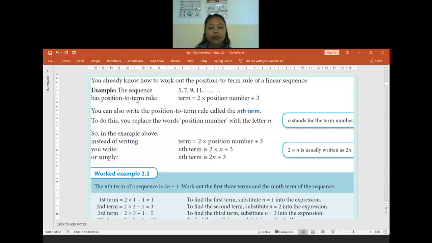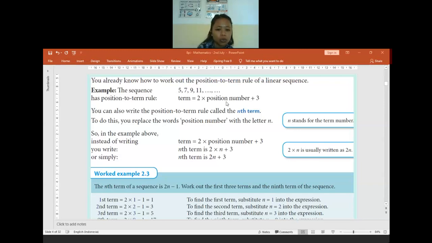After you find the term to term rule, you will need to find the multiples of whatever term to term rule that you have. After that, you need to find the difference between the term and the multiple of the term to term rule. So for the position to term rule, it will be the number from the term to term rule, you multiply it with the position number and then you add the difference. I think that's all for the position number.